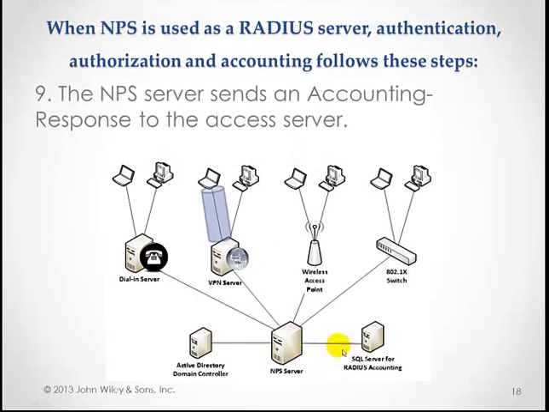Now, the NPS server sends an accounting response back to the access server. We have an active connection. We have accounting going, because oftentimes we're going to want to be able to capture the information about who's accessed, how long they've accessed, and we can use this for chargeback or just keeping track of things. Now, in that case, the accounting request and response came directly from the NPS server, but we'll look briefly later on at how you can use a SQL Server for your Radius accounting.